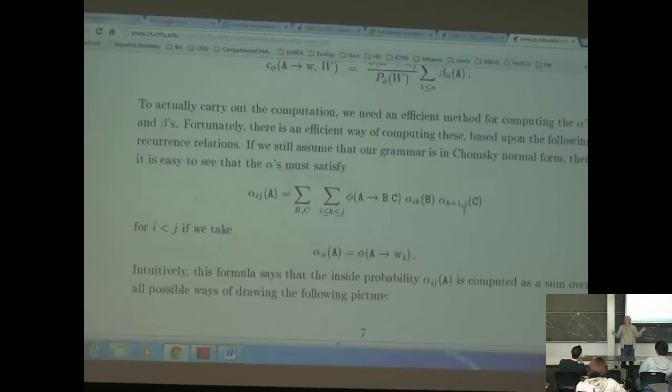And when you finish that, you move to the next level up, where you consider fragments of length 2. It's just like in the CYK algorithm. You calculate alpha of 1 to 2 of A, alpha 1 to 2 of B, alpha 1 to 2 of C, and then you move to alpha 2 to 3 of A, alpha 2 to 3 of B, alpha 2 to 3 of C, and so forth. When you're done with that, you move to all fragments of length 3, all fragments of length 4, and all the way up. So that's how you recursively calculate all the alphas.